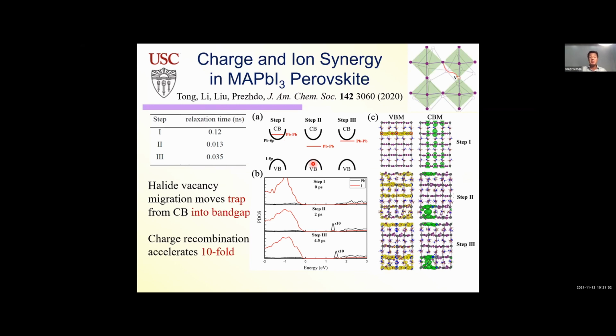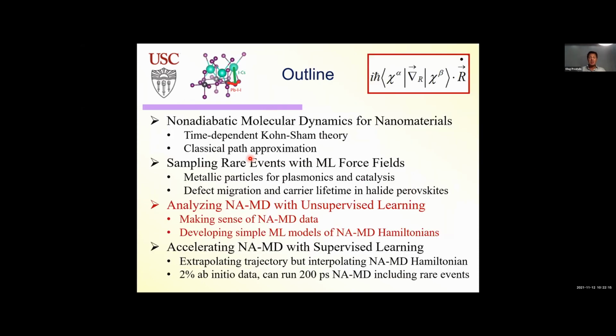But if you have defects migrating, if you apply some electric field, you shine light, you have all these processes happening, then the lifetime is going to decrease tenfold. And therefore, whatever people study by doing electronic structure calculations for optimized structures, or even room temperature but not allowing defect migration, may not be relevant for real operating conditions when solar cells are functioning. But then what we also do, we use unsupervised learning to analyze data. And we also use it to develop simplified machine learning models for the non-adiabatic Hamiltonians that we use, which leads us to the last topic.